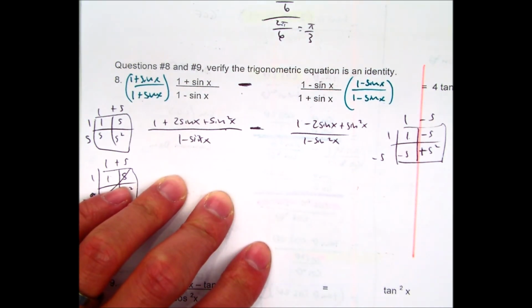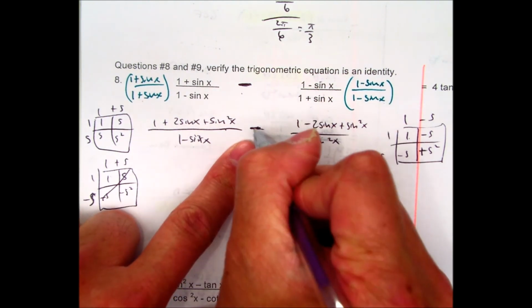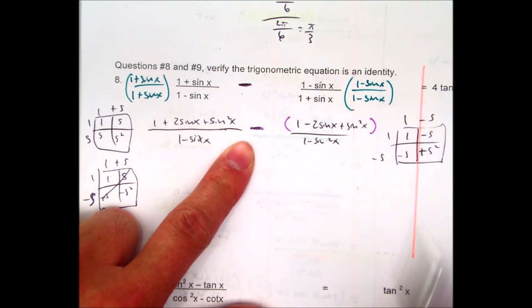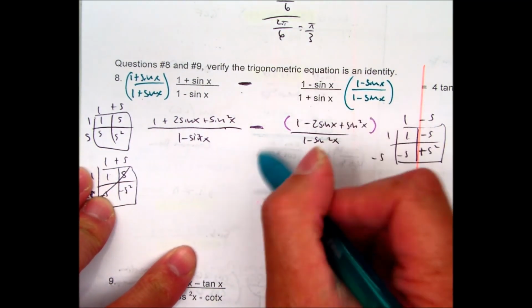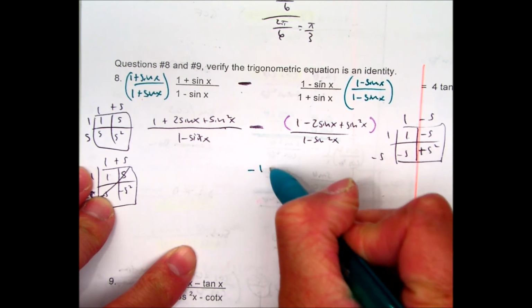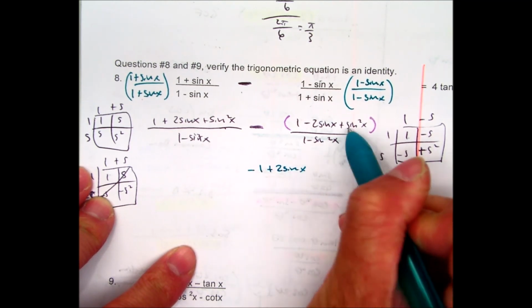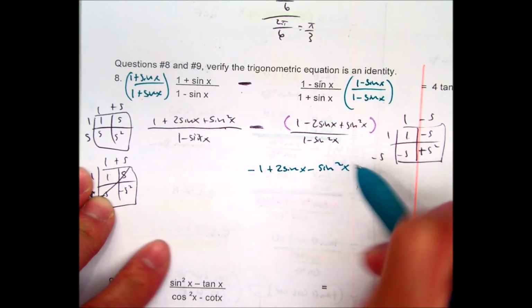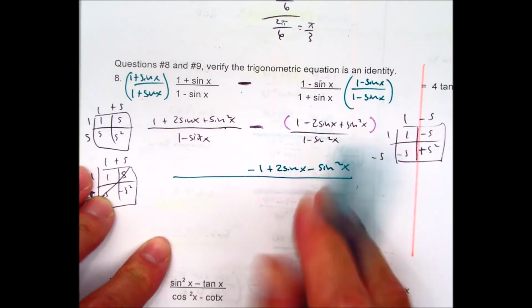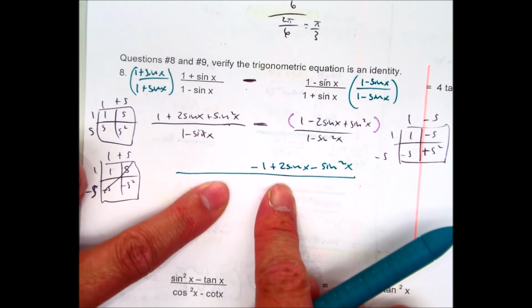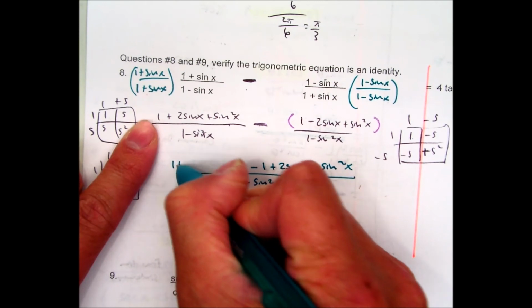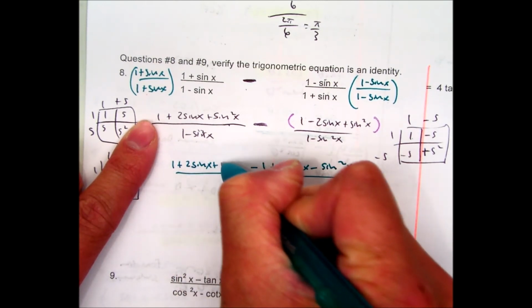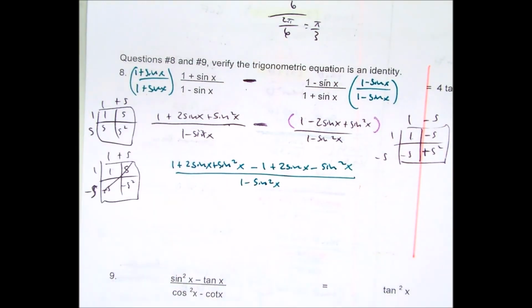Now, this is the number one mistake for students. Because you have a minus sign here, you actually have to take the inverse of everything in that expression there. So now that becomes a negative 1, positive 2 sine x, and a minus sine squared x. Now we have a common denominator, so I can take my two fractions and make it one fraction now. So I have 1 minus sine squared x, and over here I have 1 plus 2 sine x plus sine squared x.